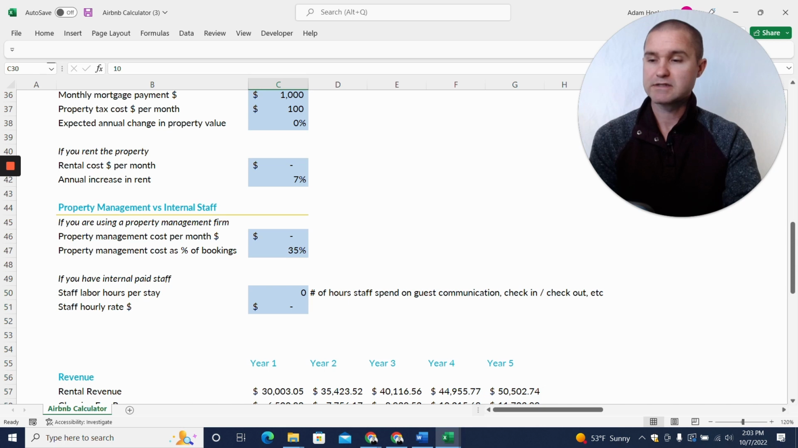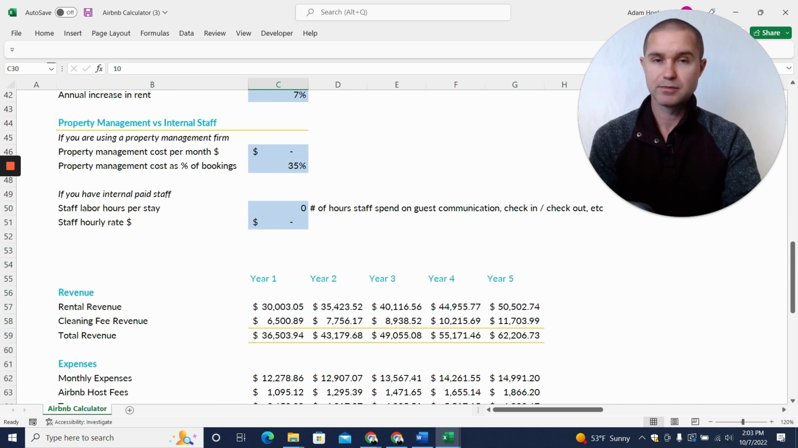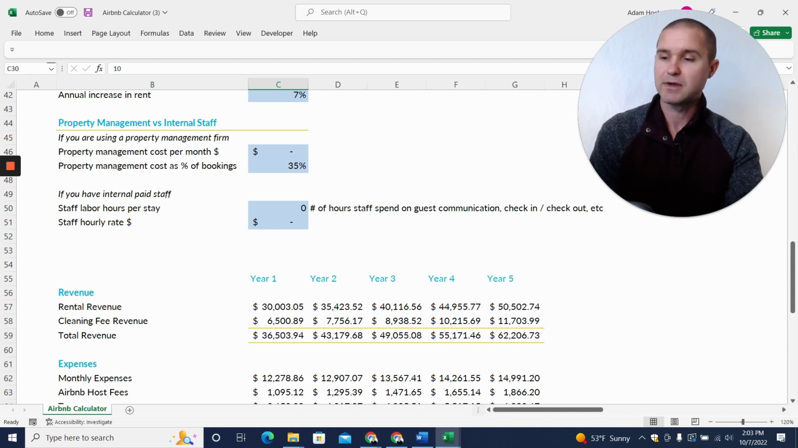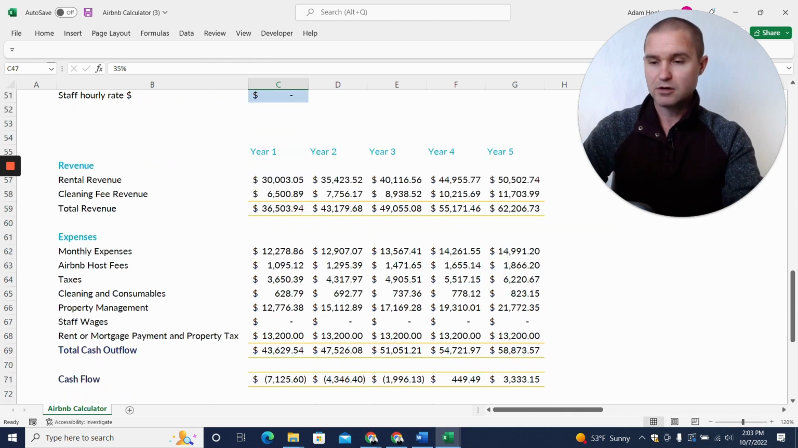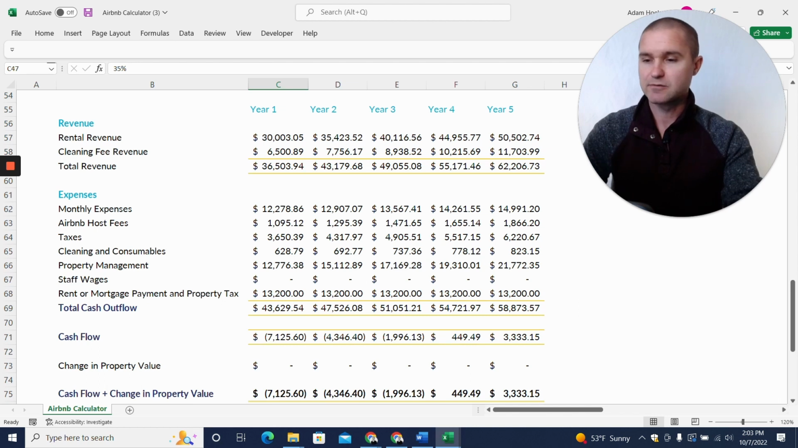And we are not renting the property in this example. We own the property. All right, the property management versus internal staff cost here. So we're saying we're not going to hire any of our own internal staff. We are going to outsource that to a property management company, and they're going to take 35% of our bookings. And based on all of those assumptions, now we can see how things look.